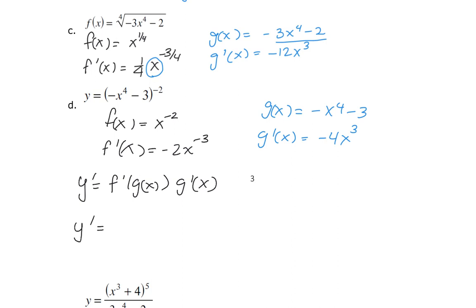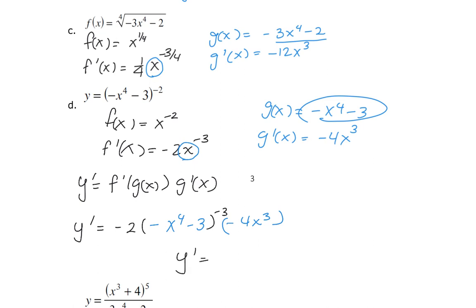So y prime is going to be negative 2. My x gets replaced with g, so negative x to the 4th minus 3 raised to the negative 3, multiplied by the negative 4x to the 3rd. So y prime is going to be negative 8x raised to the 3rd divided by negative x raised to the 4th minus 3, all raised to the 3rd power.